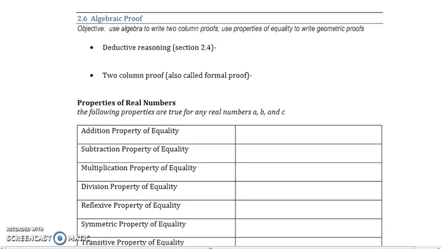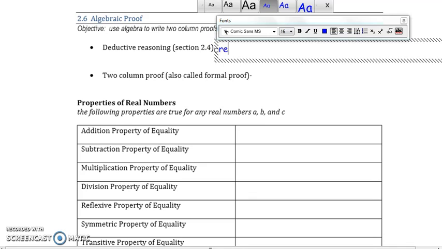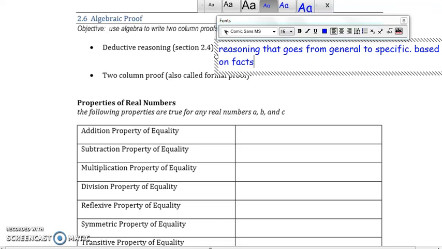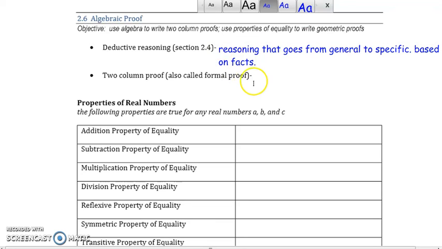So this is lesson 2.6, Algebraic Proofs. We're going to start off first with the definition of deductive reasoning, which you have seen from section 2.4. Remember that that is the reasoning that goes from general to specific, based on facts. Then a two-column proof is what we're going to take a look at next.